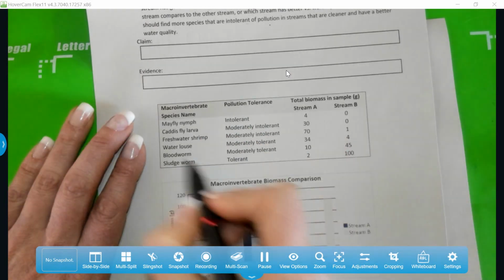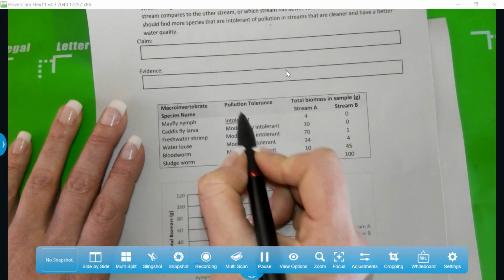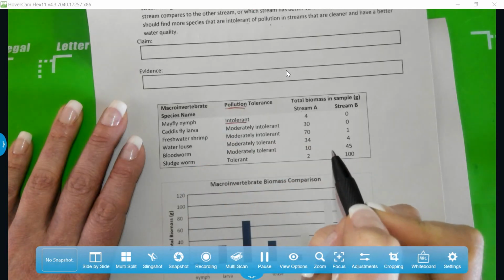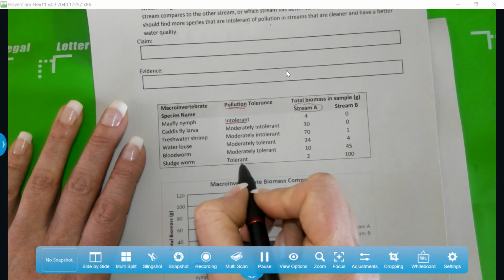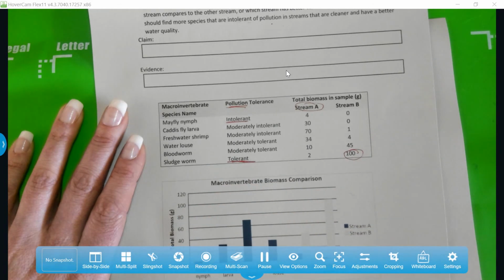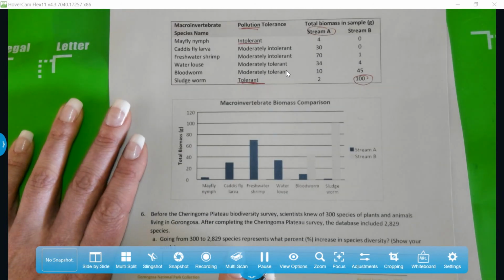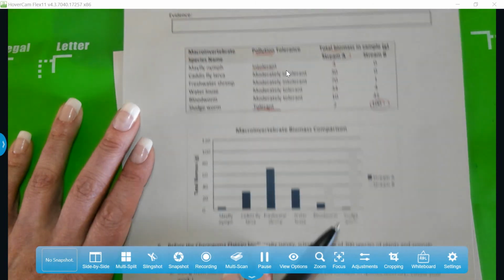So you're going to examine right here. We have stream A, stream B. This species is not tolerant of pollution. So you're going to find it in a stream that is healthier. This species is very tolerant of pollution. So you're going to find it in a stream that is less healthy. So you're going to use that in order to complete your answer right there above.